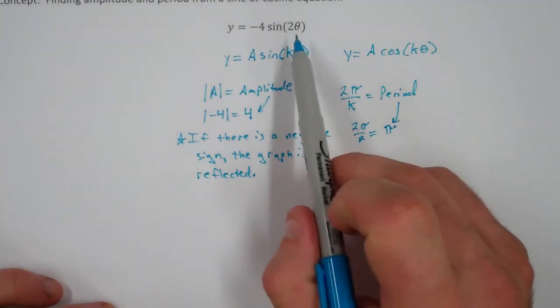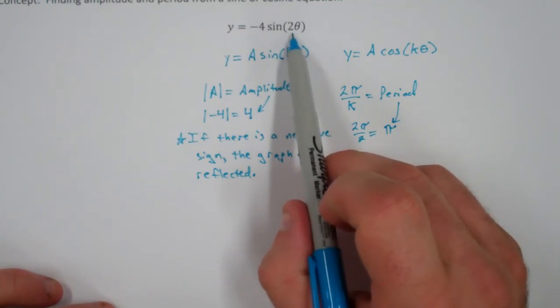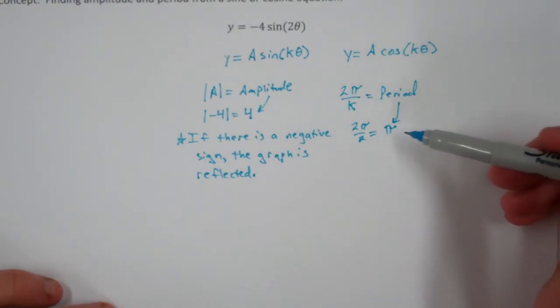A little misleading. Some people think here that this 2 is just automatically the period. Guys, that is not the case. Okay? So for the period, remember this little formula, 2 pi over k, and you'll be fine.